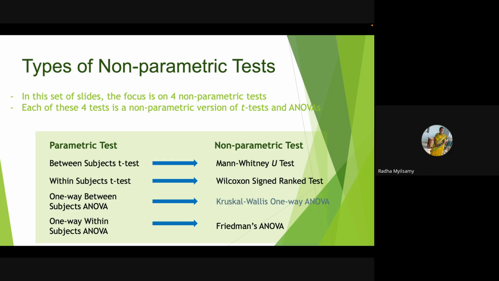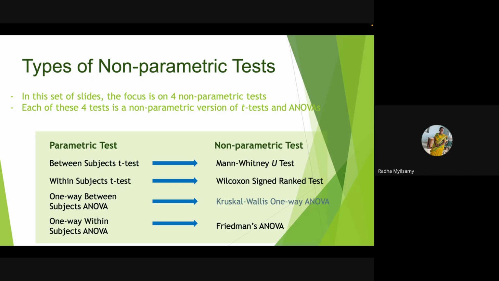These are all the equivalent tests. Instead of Pearson correlation, we may go with Spearman rank correlation. Instead of linear regression, we may go with non-linear tests, that is logit and probit, which are under non-linear regression tests.